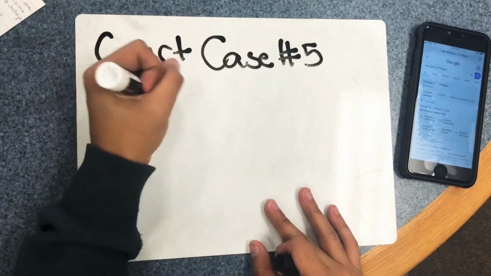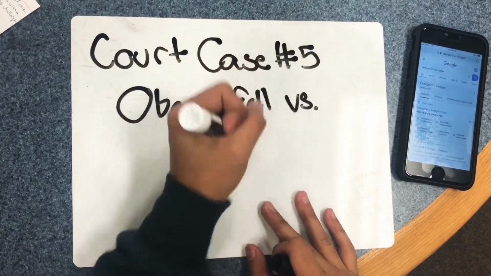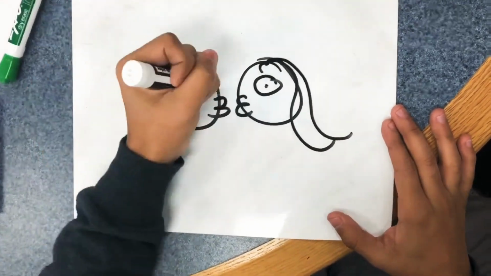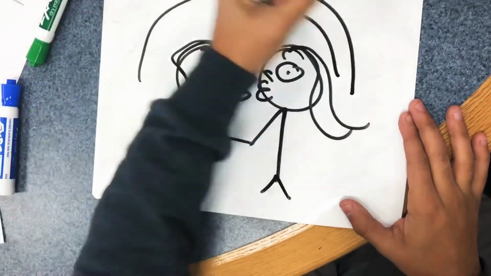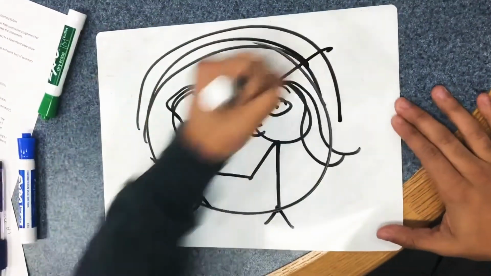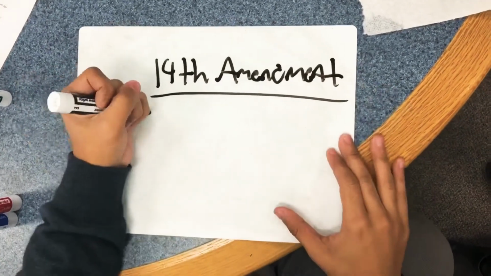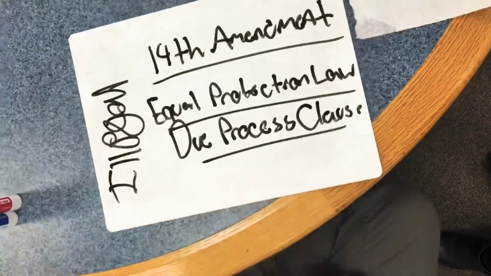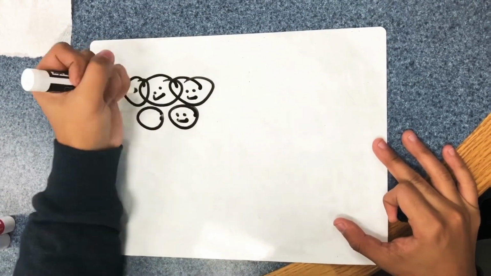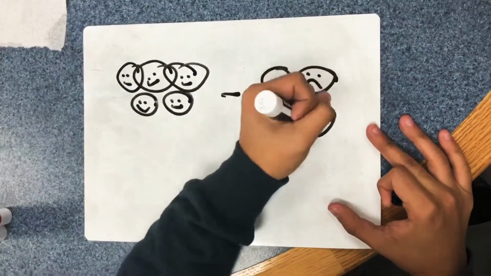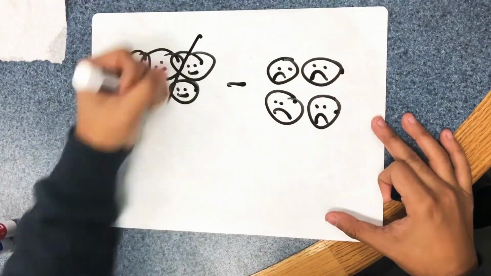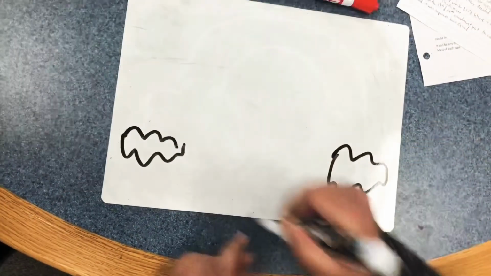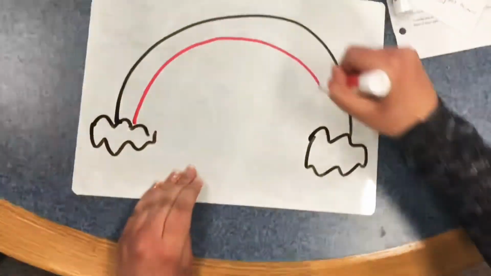Court case number 5, Obergefell versus Hodges. Multiple same-sex couples in different states sued their states because they did not allow same-sex marriage. This violated the 14th Amendment, the Equal Protection Law, and the Due Process Clause. This case was taken to the Supreme Court, where they decided 5-4 in favor of same-sex marriage. This made gay marriage legal all across the country, and it received national celebration with Obama.